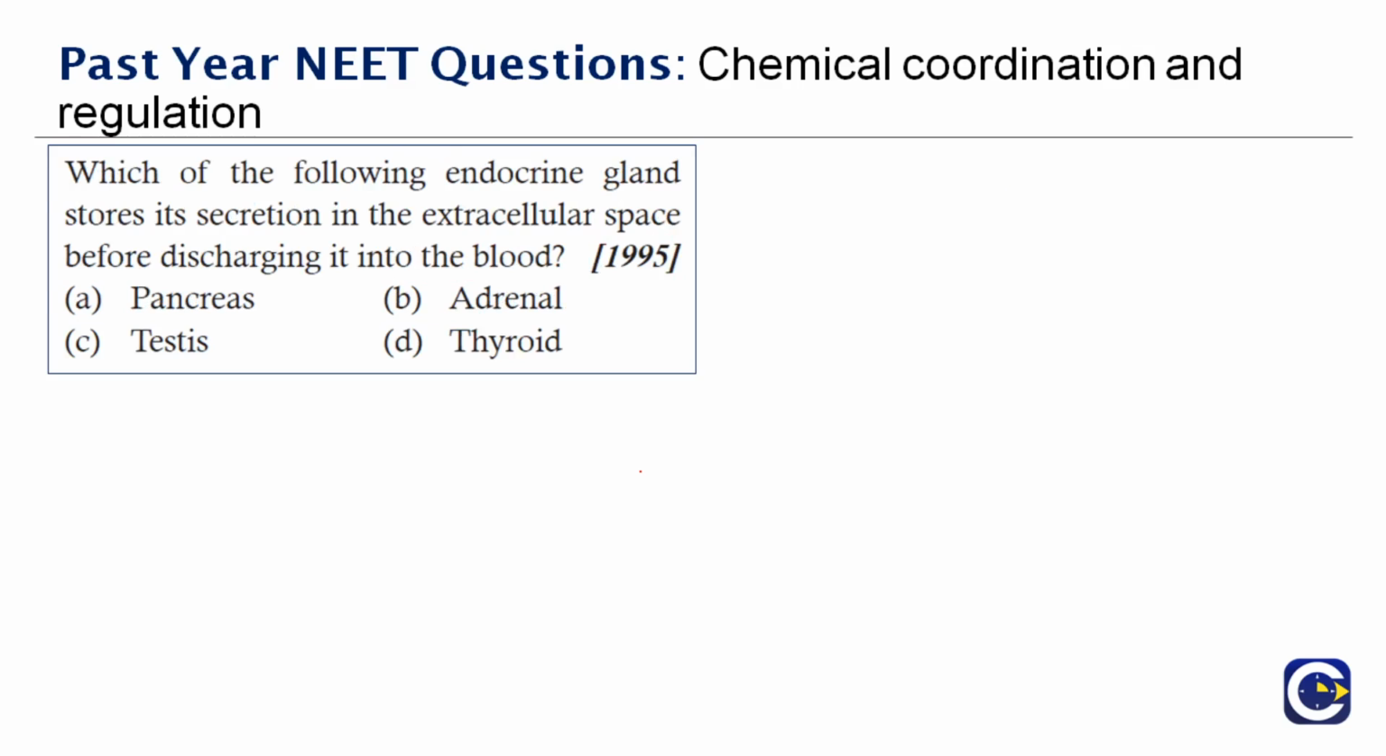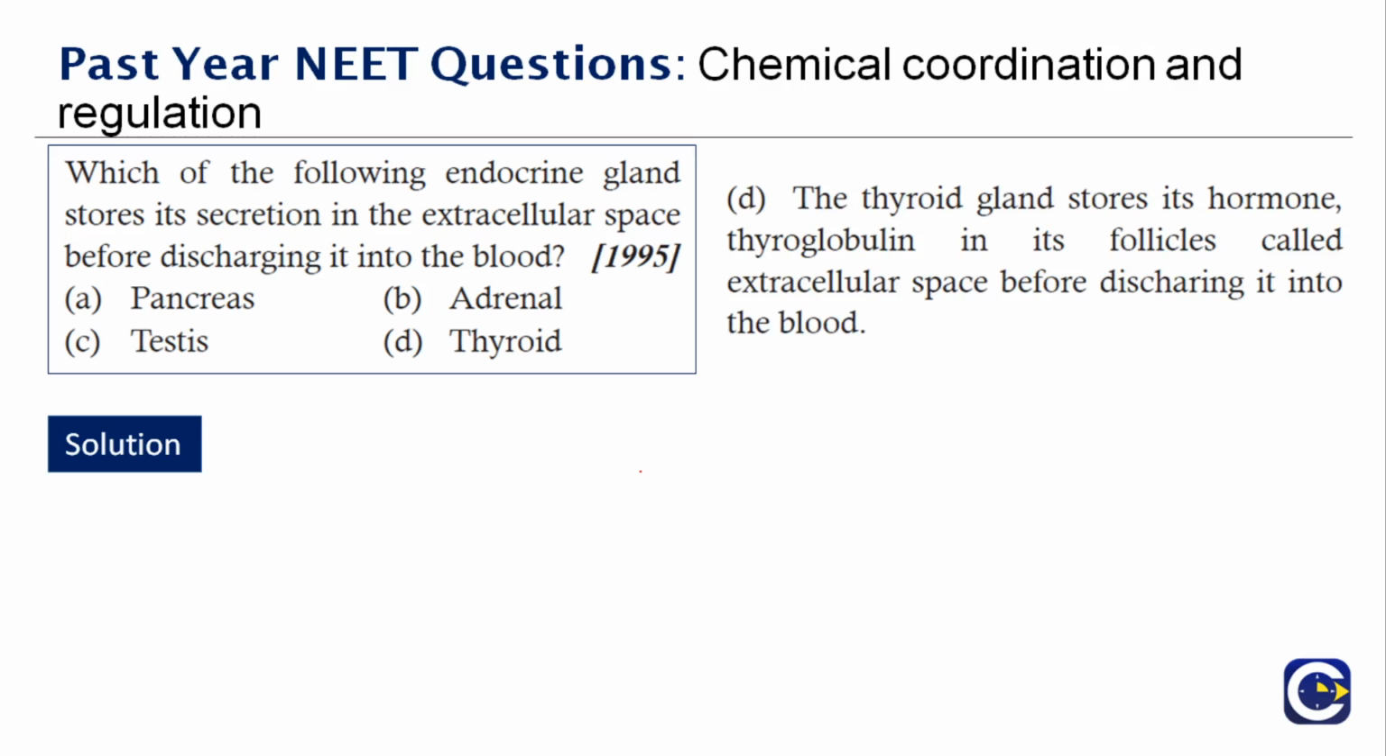Next question: which of the following endocrine glands stores its secretion in the extracellular space before discharging it into the blood? This question was asked in the year 1995. So what do you think will be the answer here? It is not the pancreas or the testes. It's not the adrenal also. The thyroid gland stores the hormone thyroglobulin in its follicles, in the extracellular space, before discharging it into the blood. So who does this activity? It is the thyroid gland. And what does it secrete? It secretes the hormone called thyroxine.